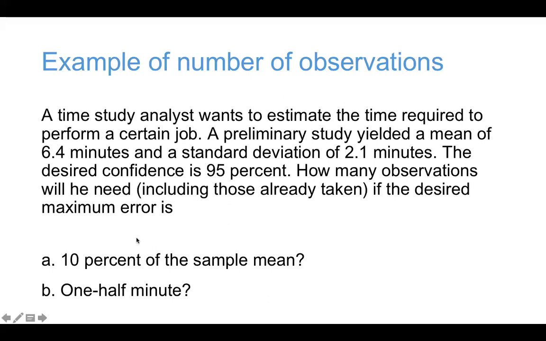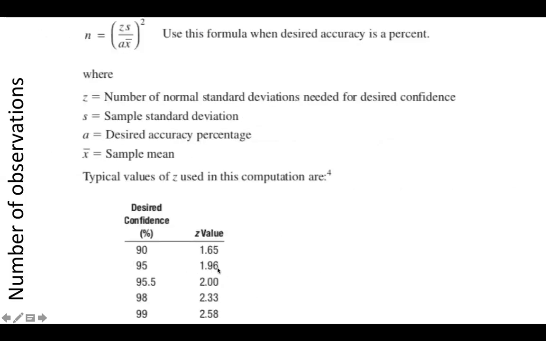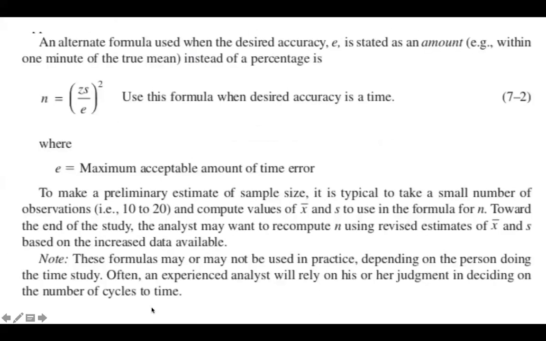Example. This example may make it more clear. A time study analyst wants to estimate the time required to perform a certain job. A preliminary study yielded a mean of, so they have taken several samples, and the average is 6.4 minutes and the standard deviation is 2.1 minutes. The desired confidence is 95%, so you are 95% confident. The Z value for 95% is 1.96.